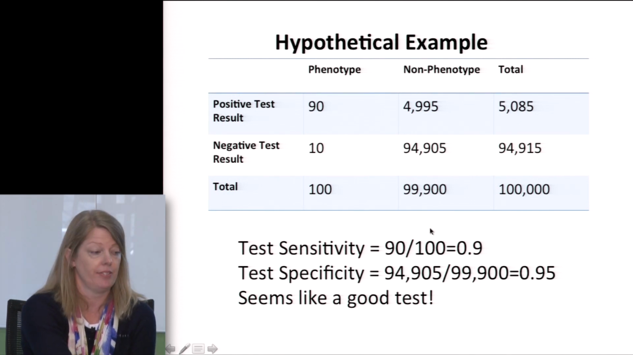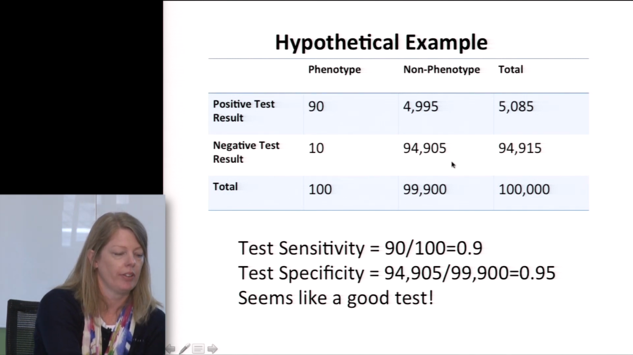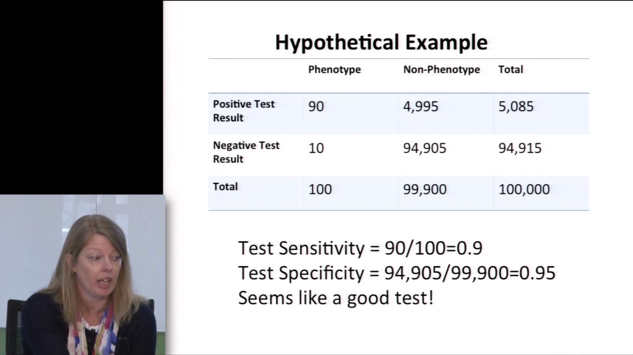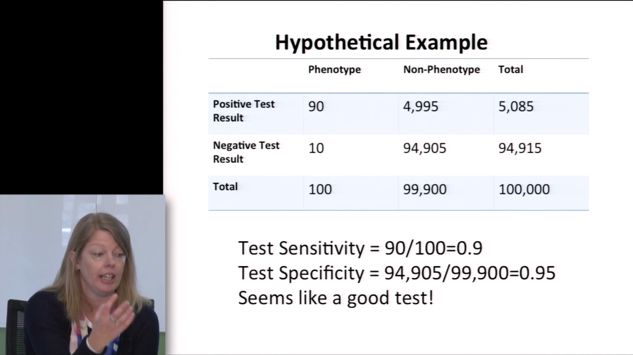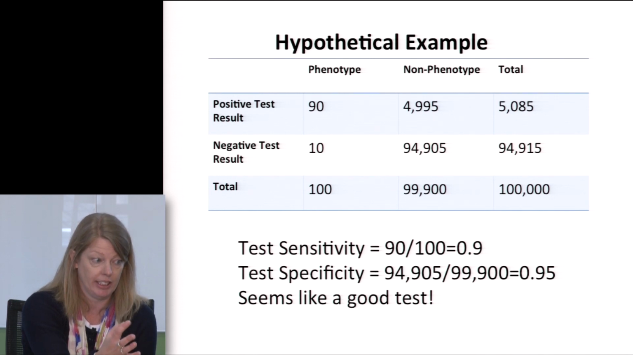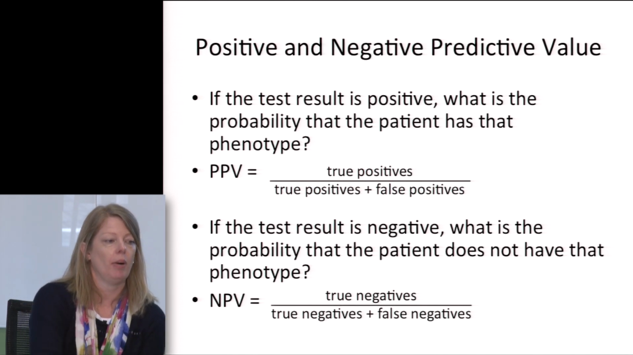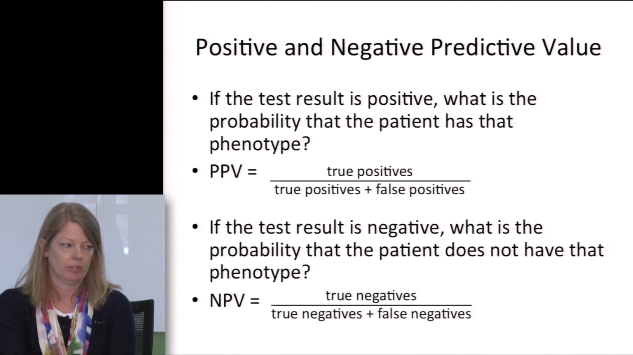If we're going to look at specificity, we're going to take the 94,905 and divide them by 99,900. This looks at 95% specificity. Seems like a good test, right? I mean, you've got 90% sensitivity and 95% specificity. Okay, looking pretty good. Now we're going to talk about positive and negative predictive values.